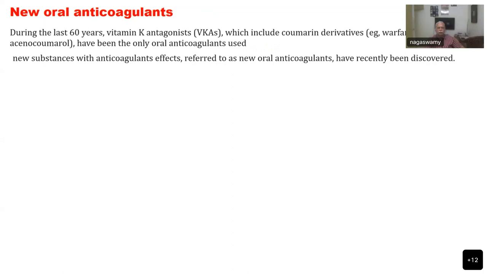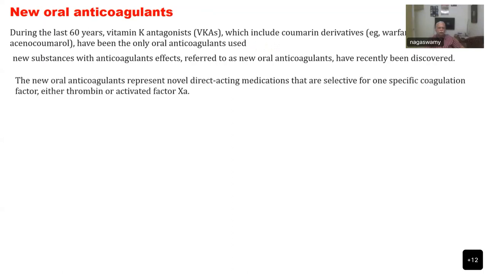In the only oral anticoagulants used. New substances with anticoagulant effects, referred to as new oral anticoagulants, have recently been introduced. The new oral anticoagulants represent novel direct-acting medications that are selective for one particular factor, either thrombin or activated factor 10A. So these are the two mechanisms by which the newer oral anticoagulants act.